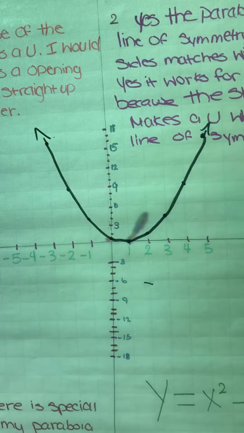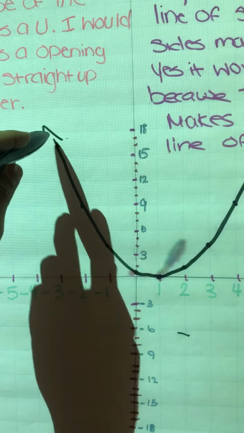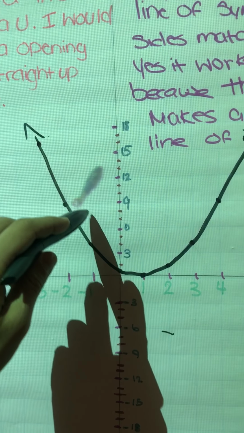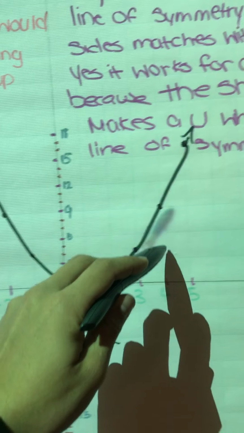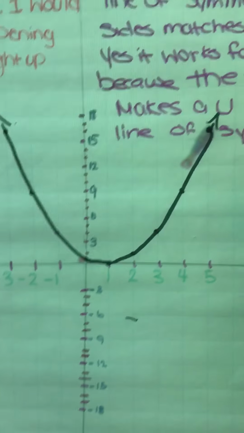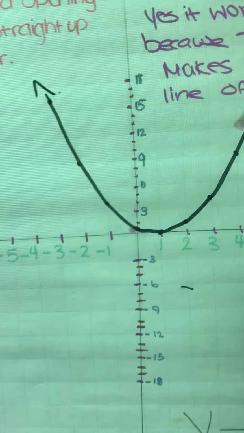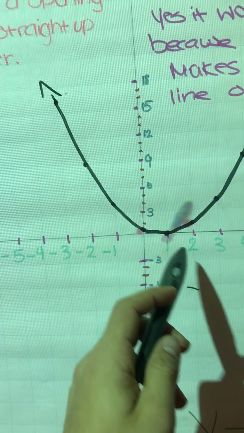You could call it a turning point. That's one thing you could call it, because from here going down, we're decreasing, decreasing, decreasing. We hit that point, and then all of a sudden we're increasing. But the vocab word for that would be vertex, and in this graph, that is the lowest point. All right?